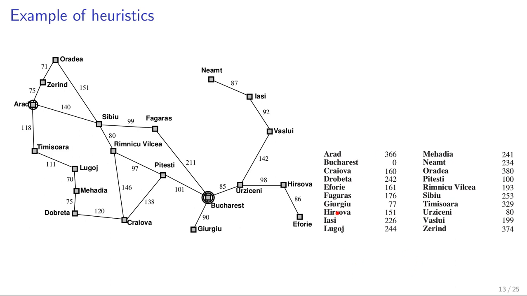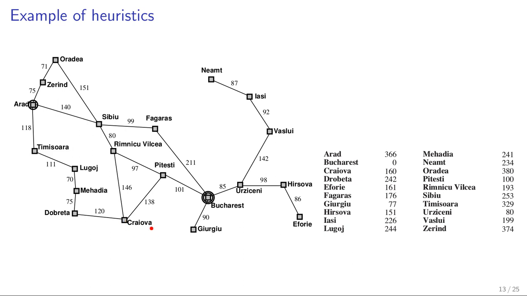So the straight line distances, like for an airplane, would be this, and it turns out this is going to be a useful heuristic. You get the idea that it's likely going to be closer from Pitești to Bucharest than from Sibiu, because it's closer on the map. But it may not always be true, because there might be some roads missing, right?